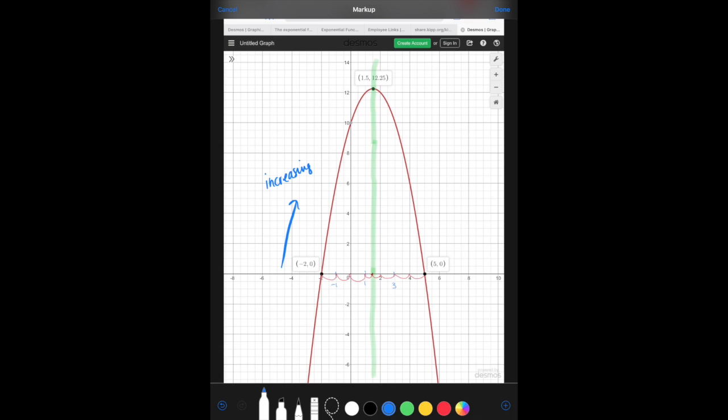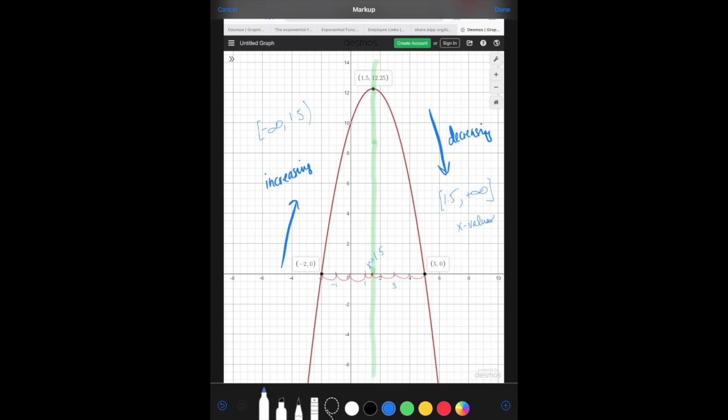Let's look at some intervals. We have an increasing first from -infinity all the way to my vertex at 1.5, and we are now decreasing from 1.5 all the way to positive infinity of x values. So those are my intervals.